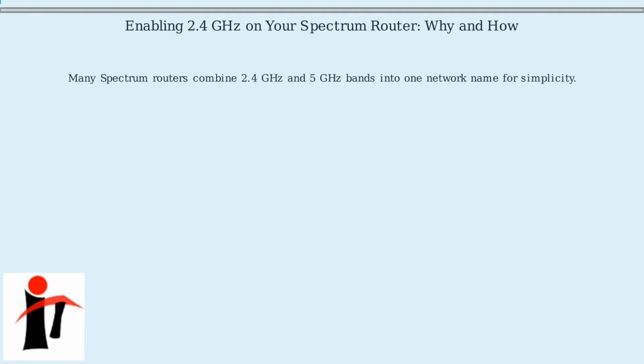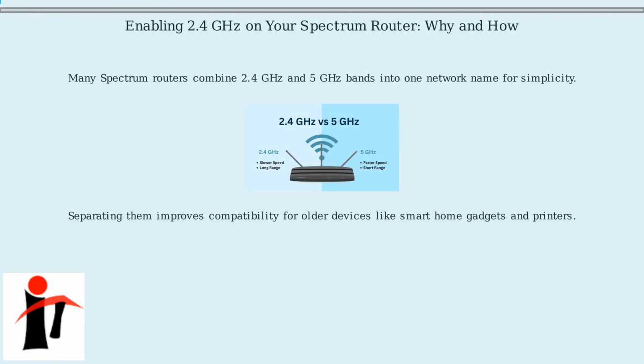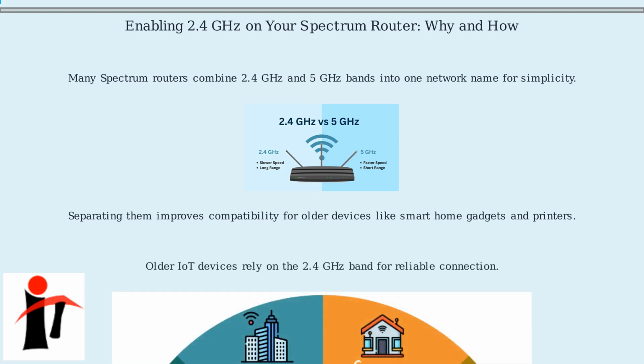Many Spectrum routers combine the 2.4 GHz and 5 GHz bands into a single network name for simplicity. However, separating them can significantly improve compatibility, especially for older devices like smart home gadgets and printers that only support 2.4 GHz. Older IoT devices rely on the 2.4 GHz band for reliable connection. Creating a separate 2.4 GHz SSID isolates the band, preventing 5 GHz capable devices from overcrowding the faster band and ensuring compatibility for 2.4 GHz only devices.